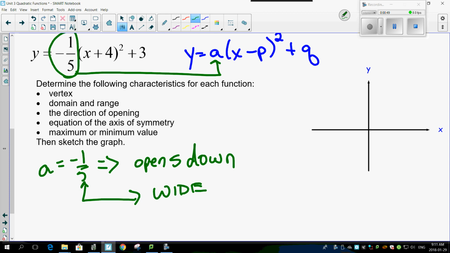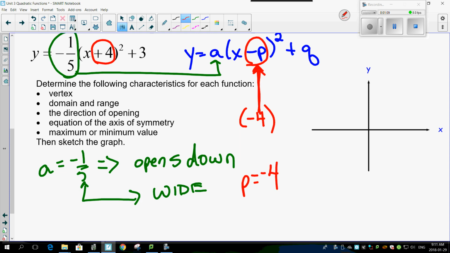The other thing, let's go to the p-value. Notice that this is a plus where this is a negative. So what are you going to be able to put in here to make that into a positive value? Of course, a negative. So this has to be a negative 4. So your p equals negative 4, because as soon as you put negative 4 in here, the negative makes it a positive. There you go. Okay, so p is negative 4, and your q happens to be 3.